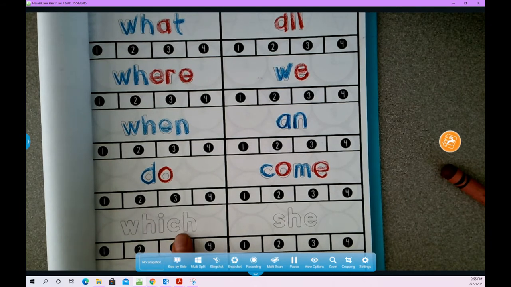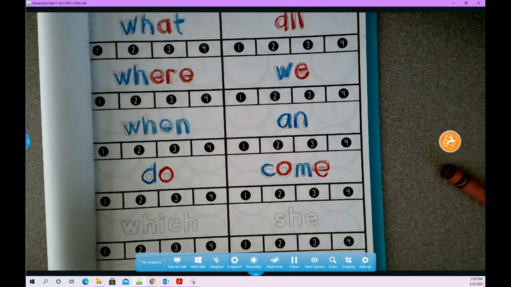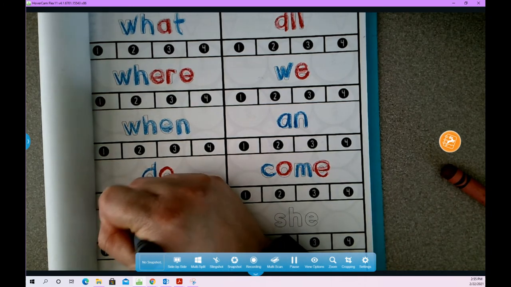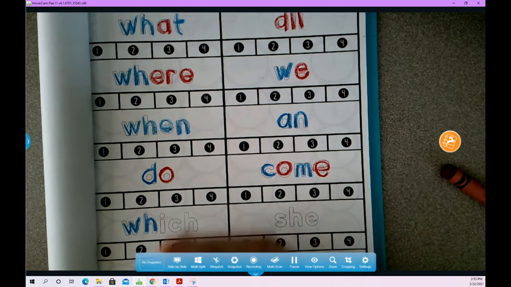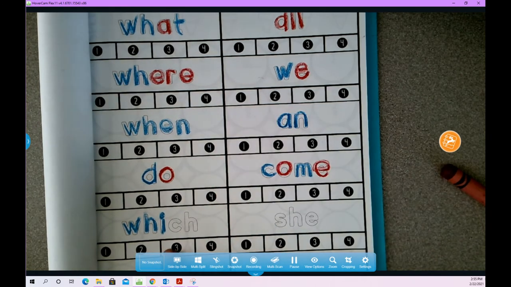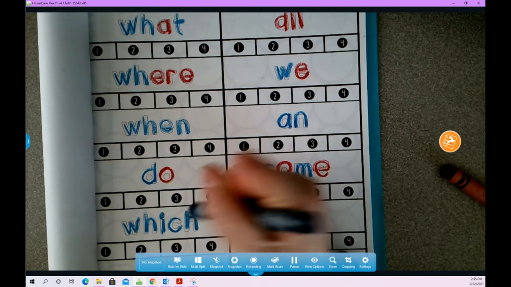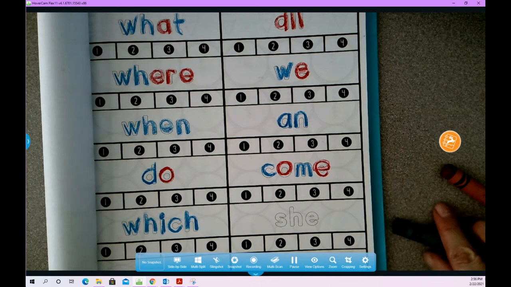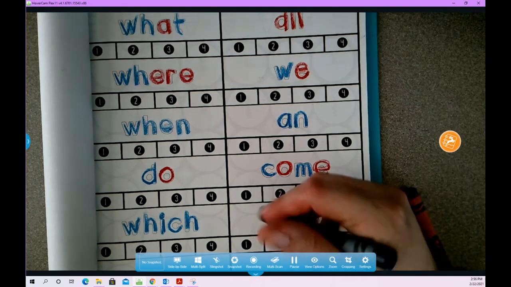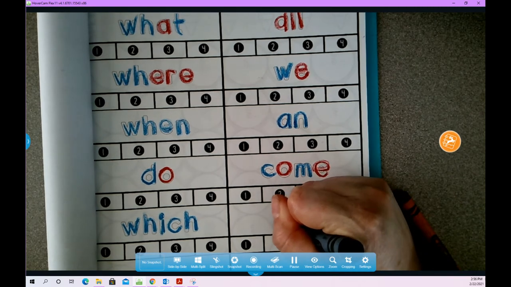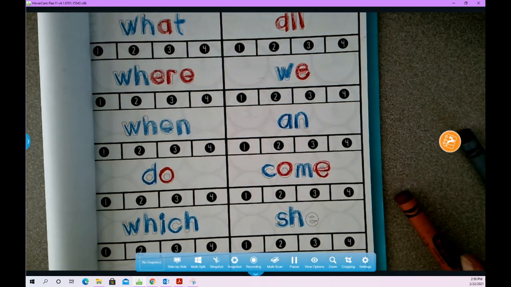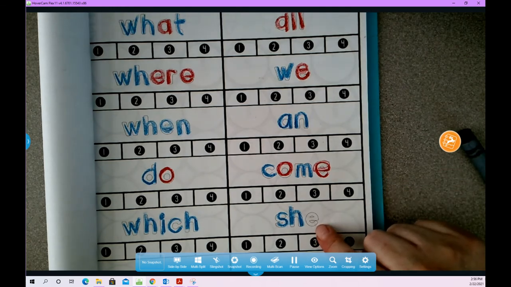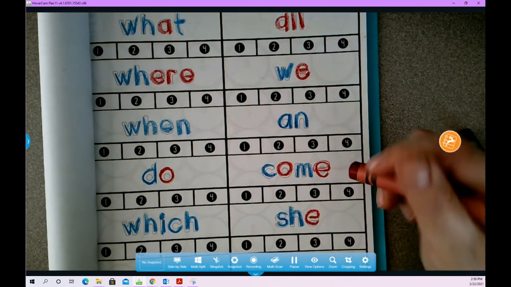Then we have the word which. Which has no tricky parts. We know that WH sounds like w. I sounds like I, and CH sounds like ch. Which. And last but not least, we have she. She. Alrighty. She. The first part's not tricky. We know that SH sounds like sh. Uh-oh. Then we have a tricky part. E. Sh. E. She.